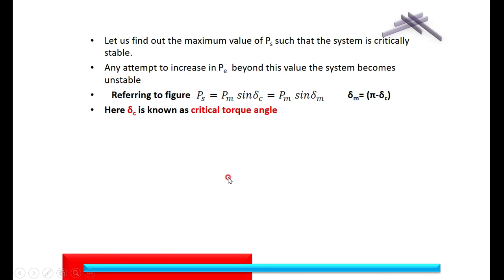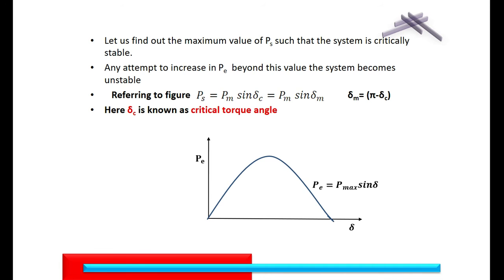Okay, I am putting a figure here. What is the electrical input to the machine? Previously it is operating at point A. At this point the input is PE and the output is PS. Both PE and PS are equal at point A, therefore the system is stable.